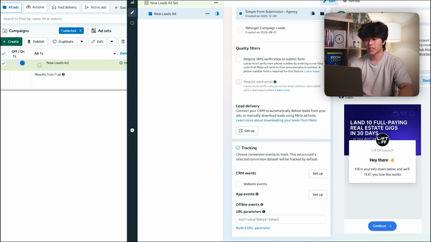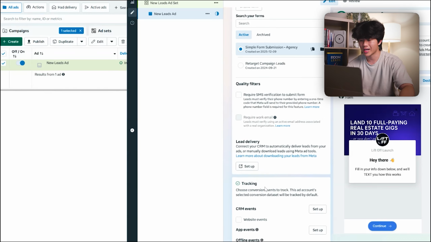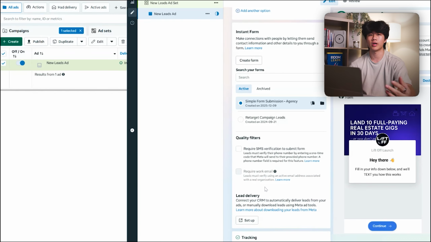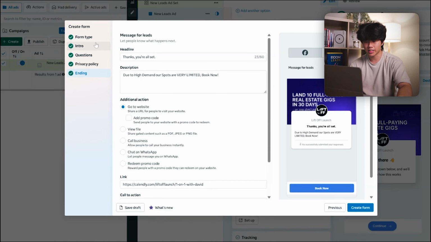So all of the other settings in here are practically irrelevant. You guys don't really need any CRM events, any tracking, right? You guys don't have to worry about a Meta Pixel or anything here. So finally, for the last step, I'm going to be showing you guys exactly how you're going to set up the Facebook form. So I'm just going to click duplicate. That way you guys can see what we had.